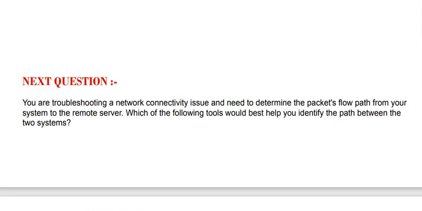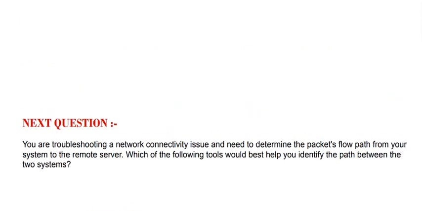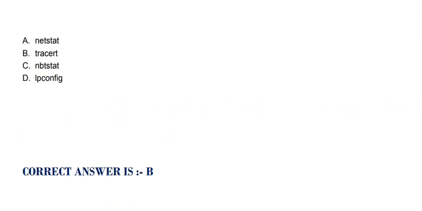Move to next question. You are troubleshooting a network connectivity issue and need to determine the packet's flow path from your systems to the remote server. Which of the following tools would best help you identify the path between the two systems? And the options are: option A, netstat; option B, tracert; option C, nbtstat; and option D, ipconfig. The correct option is option B.